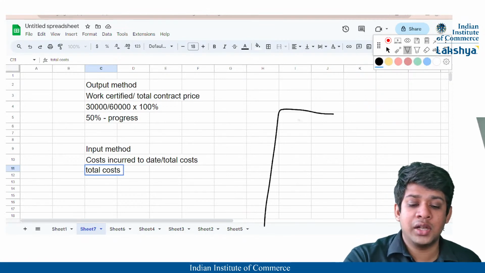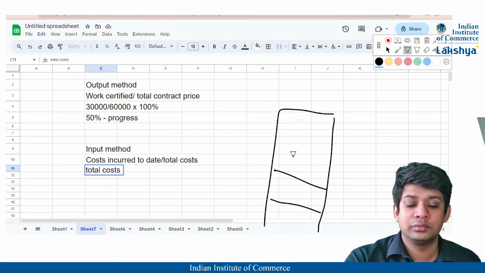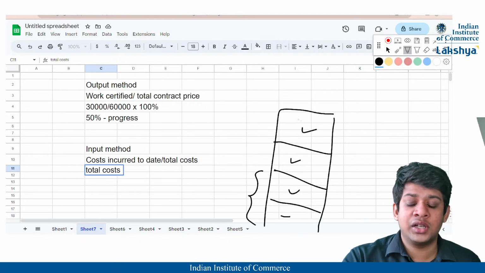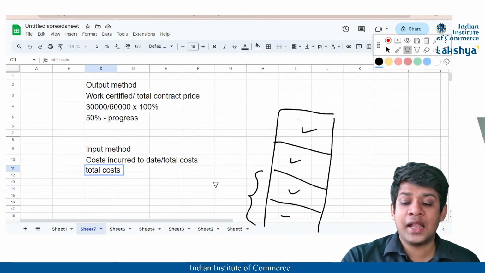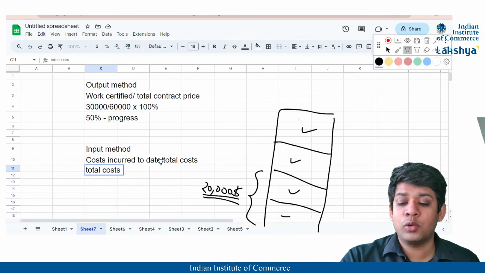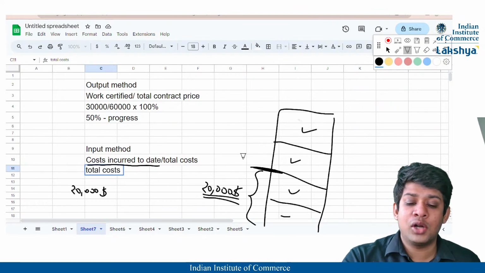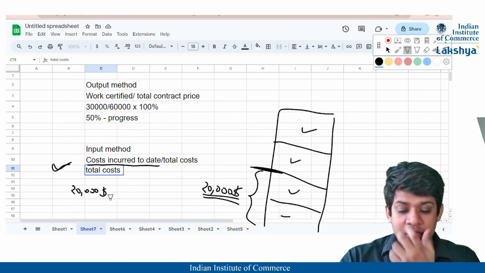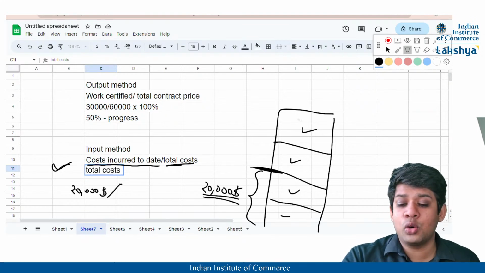Technically, if I'm constructing this building of 4 floors, 1, 2, 3, and 4, maybe say I might have constructed the first 2 floors. And for that, I might have incurred $20,000 as my cost, right? So I do know that my cost incurred to date is $20,000, correct? But today, if I want to recognize revenue, I want to measure the progress using the input method, then the cost incurred to date is 20,000 and it is divided by the total cost.